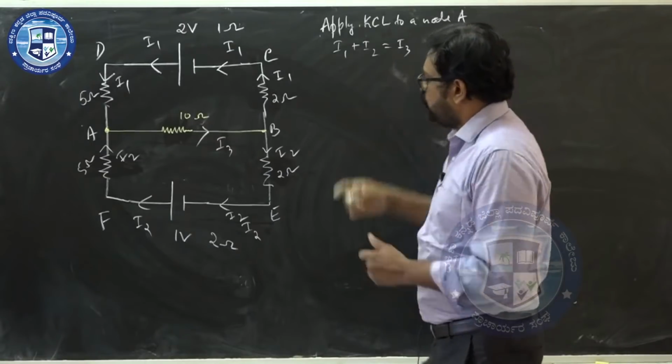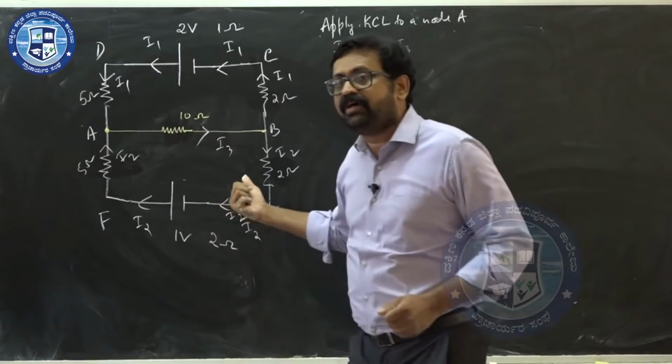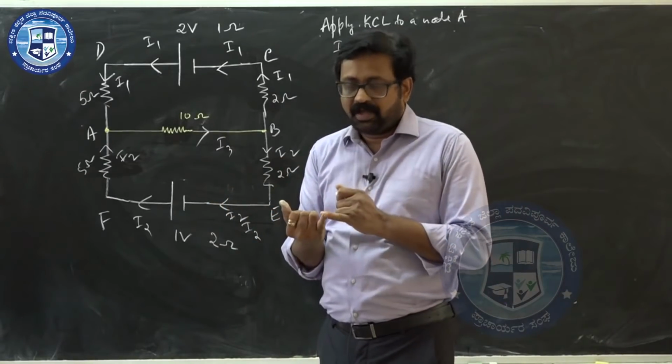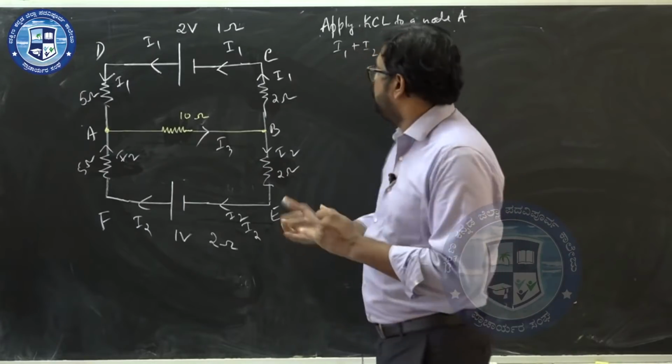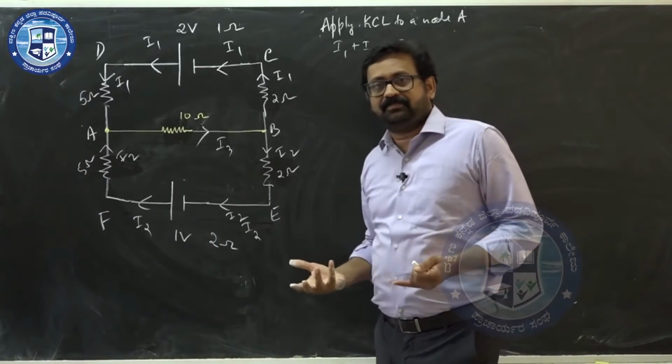Potential difference across 10 ohm is the product of current and the resistance. Resistance we already know, 10 ohm. What is the current through it? I3, which we don't know. That means to answer all the questions, I have to find out I1, I have to find out I2. Once I get the answer for I1 and I2, don't you think I can substitute here and find out I3? That is the procedure.